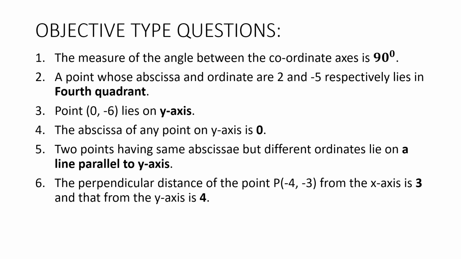The perpendicular distance of the point P -4, -3 from the x-axis is how many units? As we know, from the x-axis the distance is whatever is the value of y, that means 3 units, and from the y-axis it is 4.